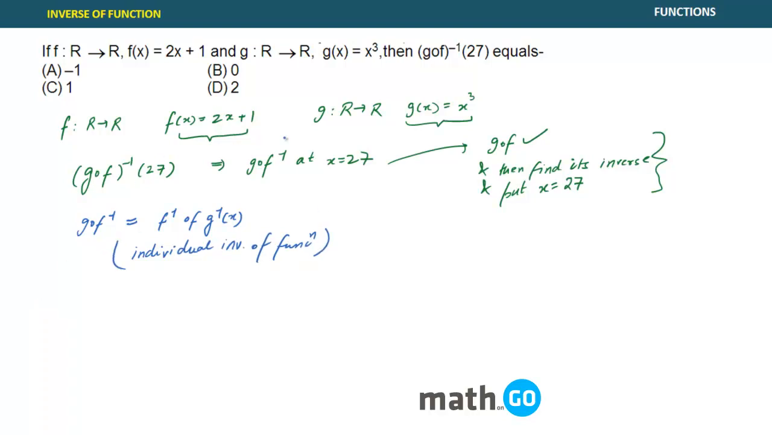So for example, if I have to talk about g inverse, what will be the g inverse? You can easily find g inverse, because y equals x cube, so x becomes y raised to the power 1 by 3. So the inverse of this function becomes x raised to the power 1 by 3. Very simple. Now how do you find f inverse? Can you tell me what will be the f inverse? Very orally, what will be the value of x in terms of y? If I say that this is equal to y, so this becomes y minus 1 by 2. So this is nothing but x minus 1 by 2.